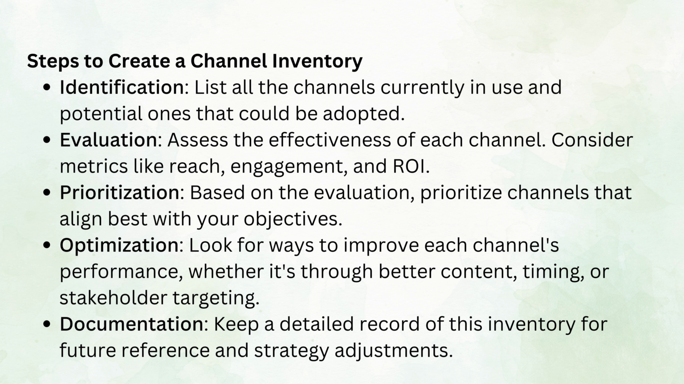Prioritizing. After evaluation of the channels, you will need to do some prioritization, selecting the channels that align best with your objectives. Optimization. Look for ways to improve each channel's performance, whether through better content, timing, or stakeholder targeting. And then document this. Keep a detailed record of this inventory for future reference and strategy adjustments.